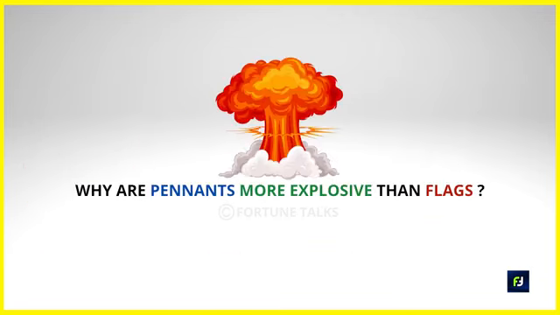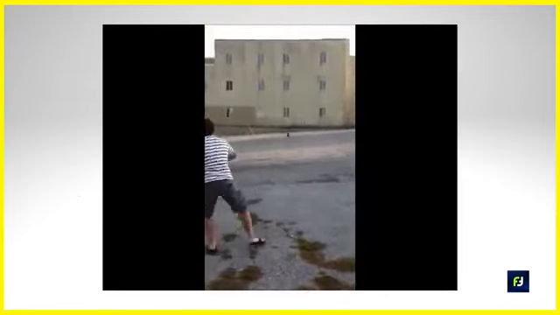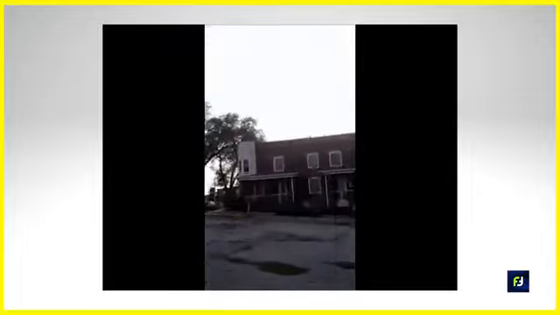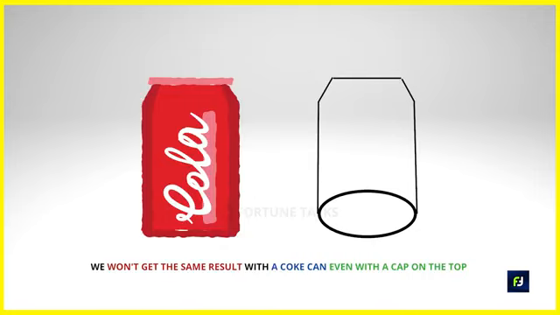Now, as I have cited earlier, bull pennants create a more explosive breakout than the bull flag pattern. Let me explain the reason why. I hope you have seen videos in which a Coca-Cola bottle is shaken and then thrown onto the ground. The cap explodes and the bottle flies off. I don't want to go deeper into the physics of this, but one of the factors that triggered this event is actually the shape of the Coke bottle itself. If you try the same experiment with a Coke can, you may not get the same result.